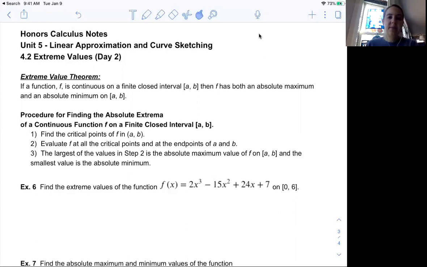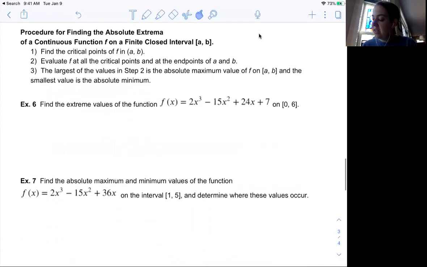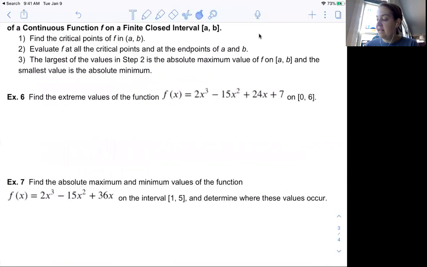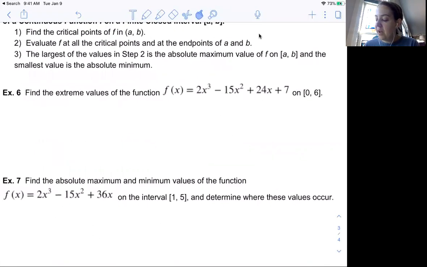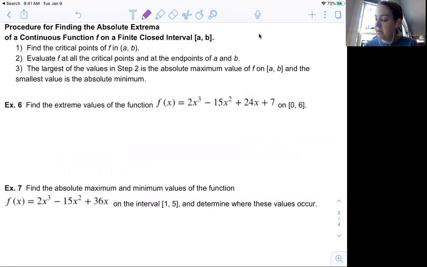This is example 6, just left over from yesterday. Find the extreme values of that function on the interval from 0 to 6. So step 1 is to find the critical points. Yesterday we learned that the critical points are when we find the derivative and set it equal to 0. So f prime of x is going to be 6x squared minus 30x plus 24. And then for critical points, we need to set that equal to 0.